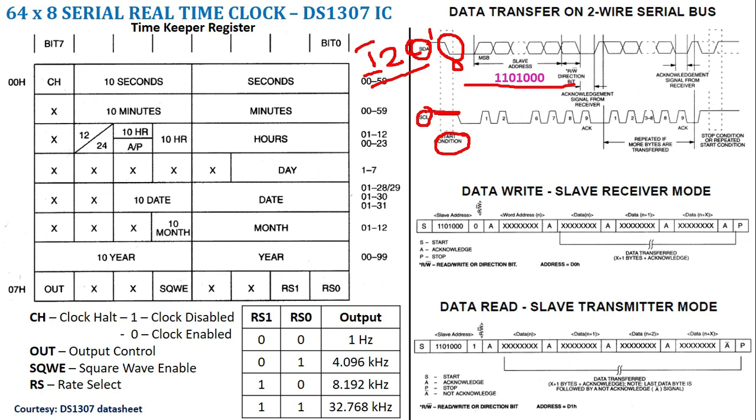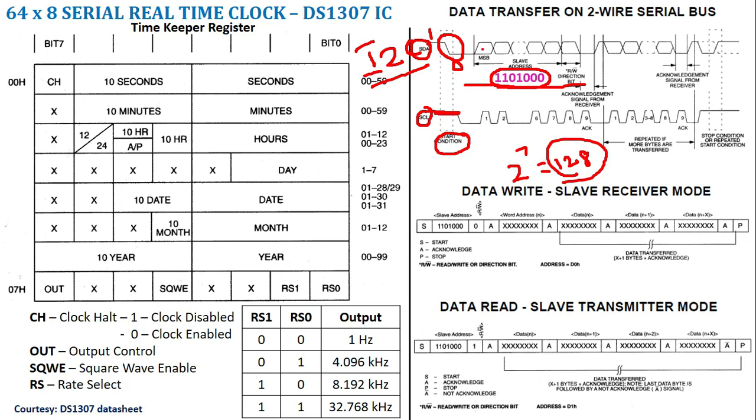Then comes an 8-bit address or data. Out of these 8 bits, 7 bits will be used as an address for a slave. For RTC DS1307, the address is already fixed. It is available in the data sheet, and this is the address, 1101000. So a 7-bit slave address means we can connect up to 2 power 7 devices. 2 power 7 is 128, so up to 128 devices we can connect with our microcontroller in a bus format.